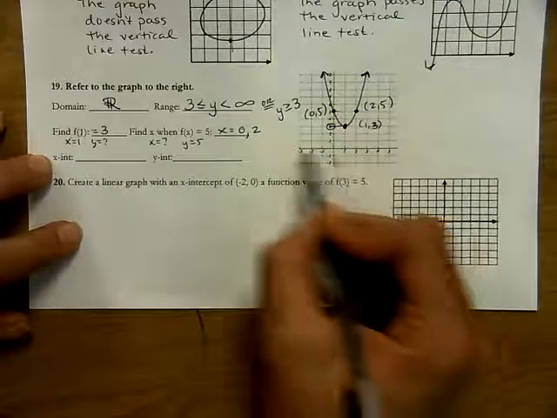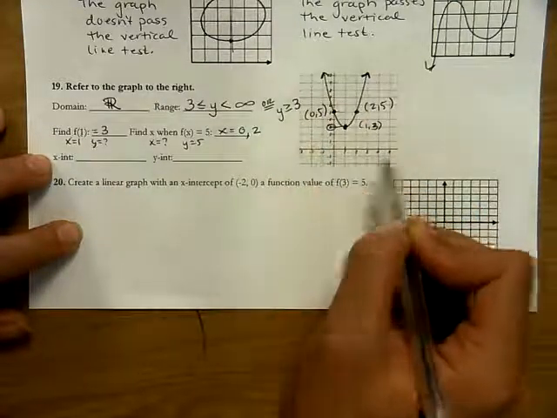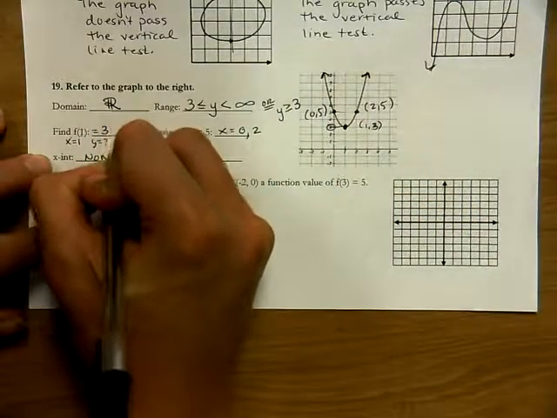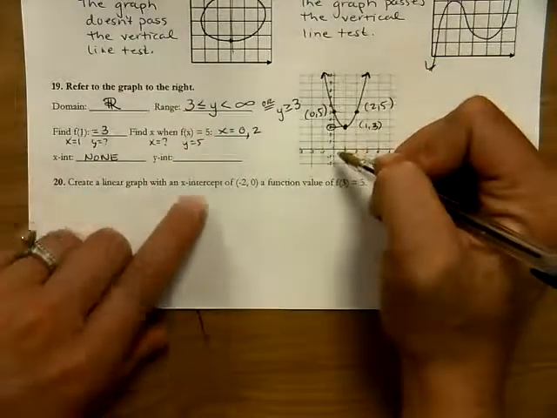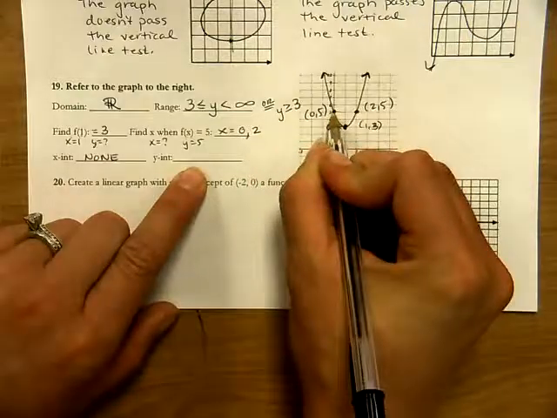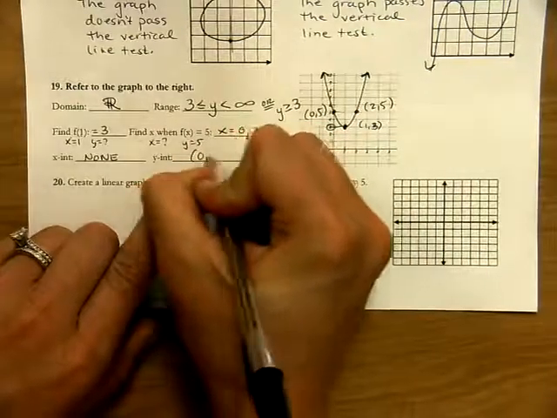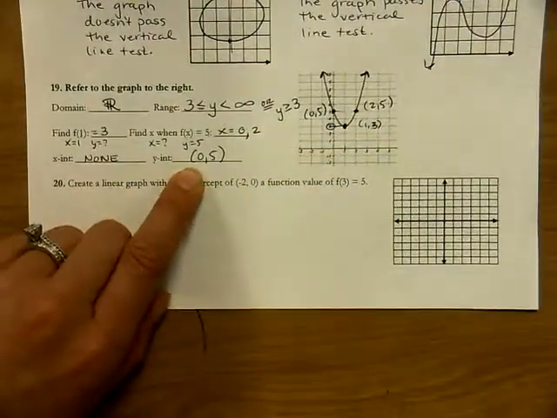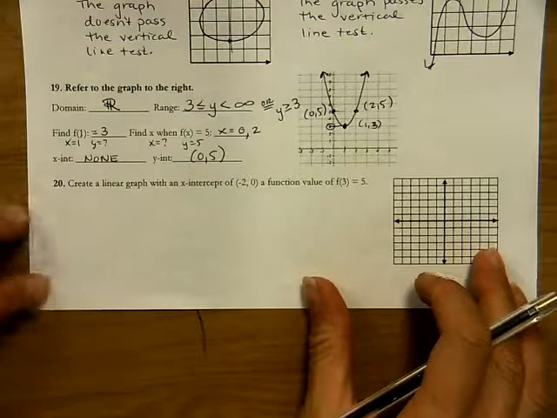The x-intercept is where the graph crosses the x-axis. This parabola never crosses the x-axis, so there are no x-intercepts. The y-intercept is where the graph crosses the y-axis, so this point right here would be the y-intercept, or (0, 5). And we got to make sure we write that as an ordered pair. Remember that it is a point.